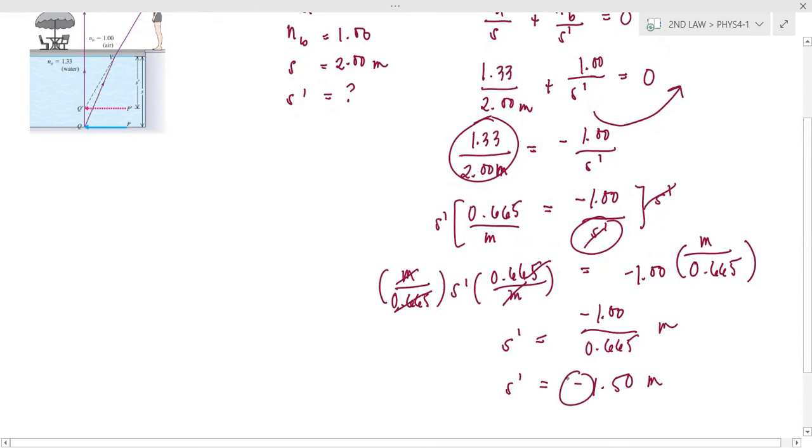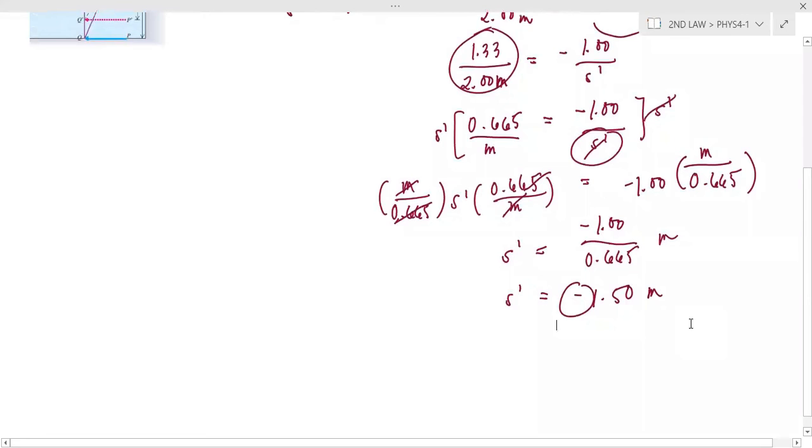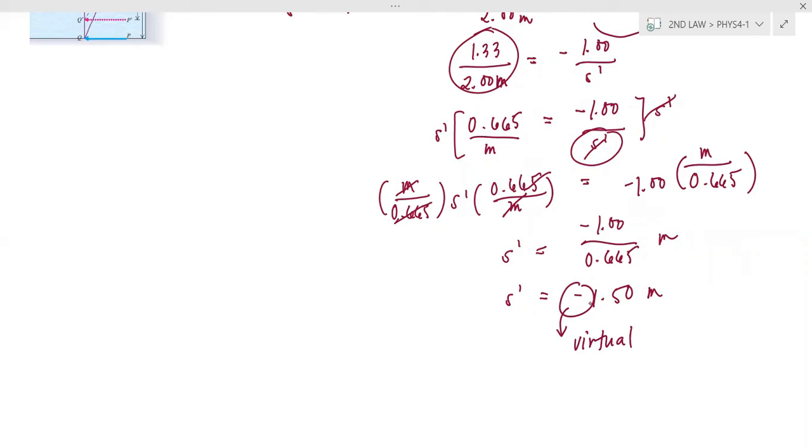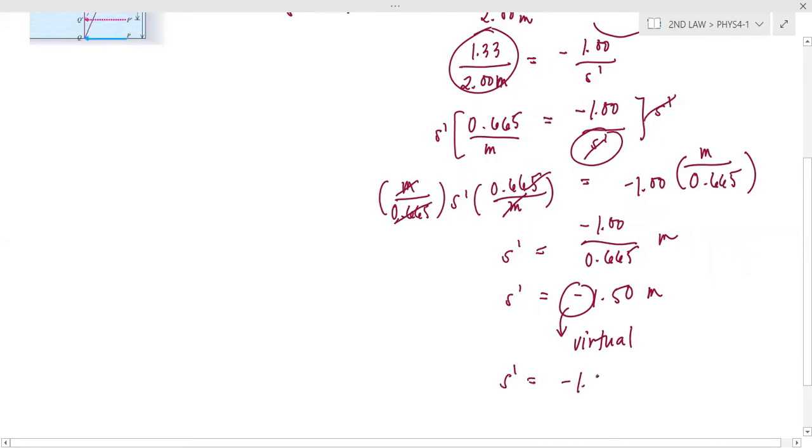Now note that the negative here indicates that the image is virtual. This is different from the lateral magnification. If we have m as negative, it indicates that the image is inverted. But in this case, the distance of our image is negative, so our image is virtual. Our s prime here is negative 1.50 meters.